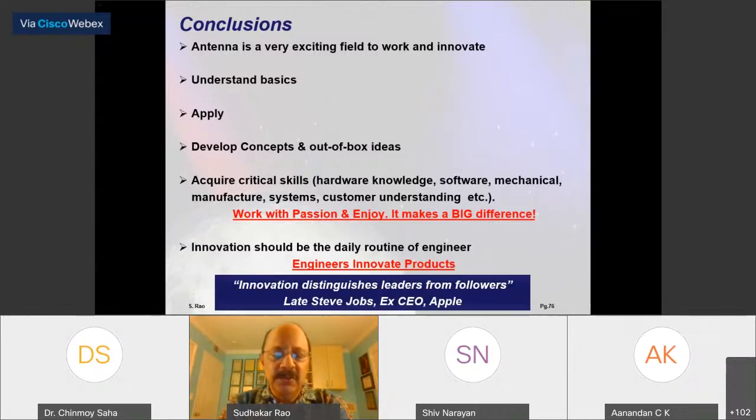I leave with this quote: innovation distinguishes leaders from followers. You have to be a follower when you're young and join the company. You need a mentor, and you have to follow the mentor. But don't follow him for a long time, or you cannot do anything yourself. After some time, you have to divorce your mentor and start working on your own, and you have to develop mentees. And you have to lead your organization. This is the quote from the late Steve Jobs, ex-CEO of Apple, which is very apt, I thought.